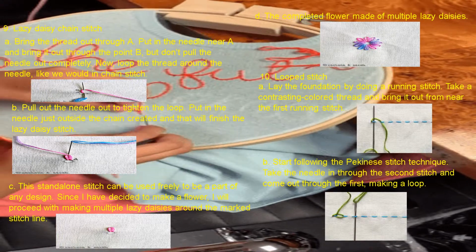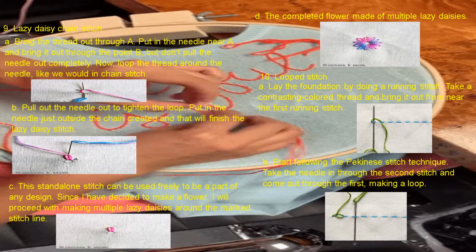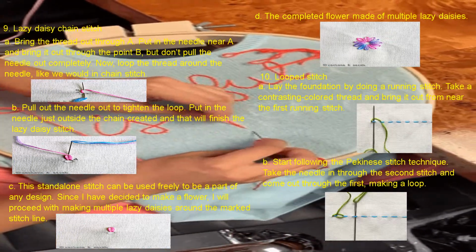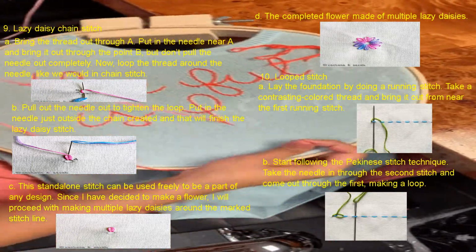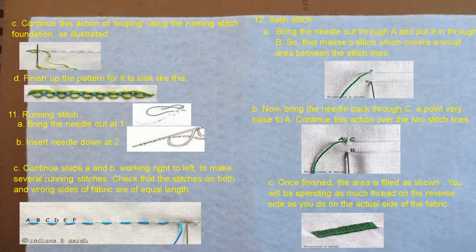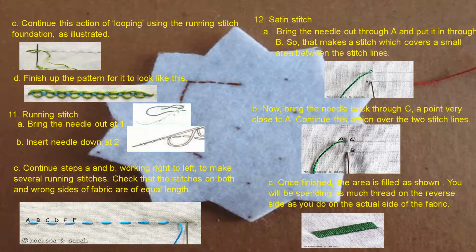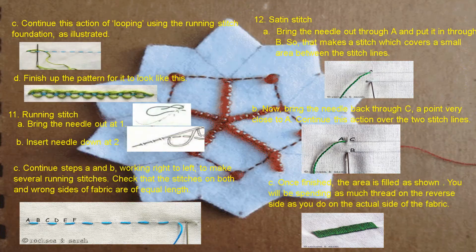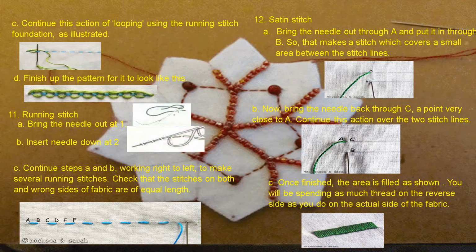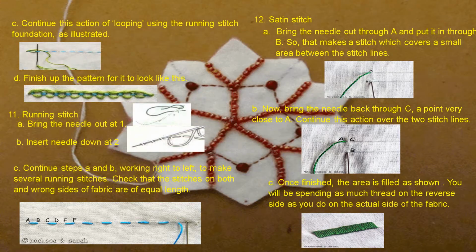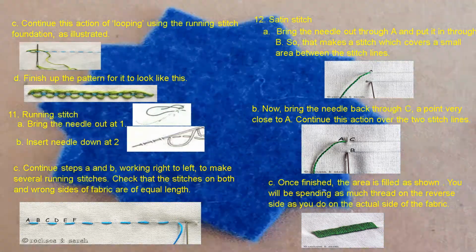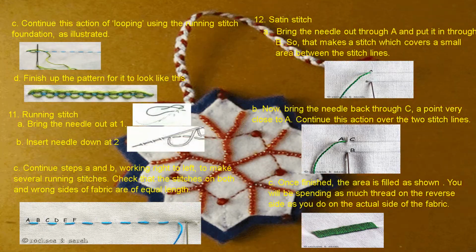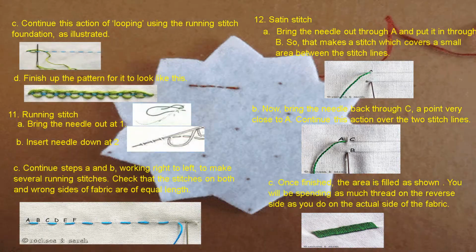Start following the Pekingese stitch technique. Take the needle into the second stitch and come out through the first, making a loop. Continue this action of looping using the running stitch foundation as illustrated, and finish up the pattern for it to look like this, as you can see in the picture below in letter B.